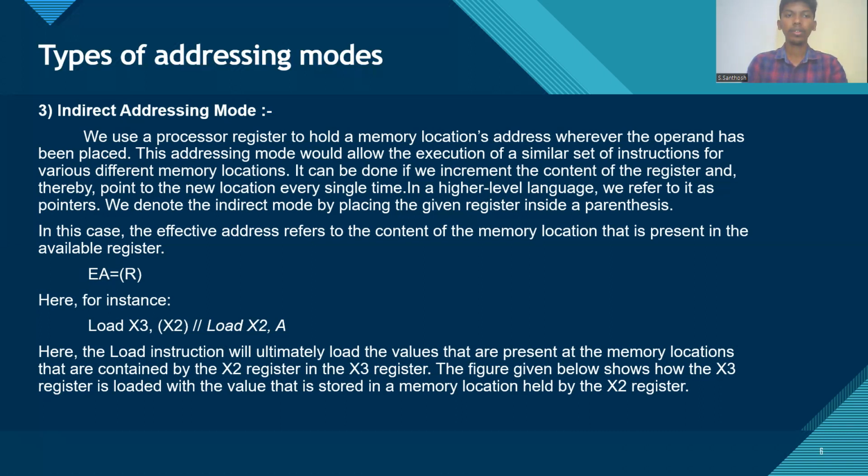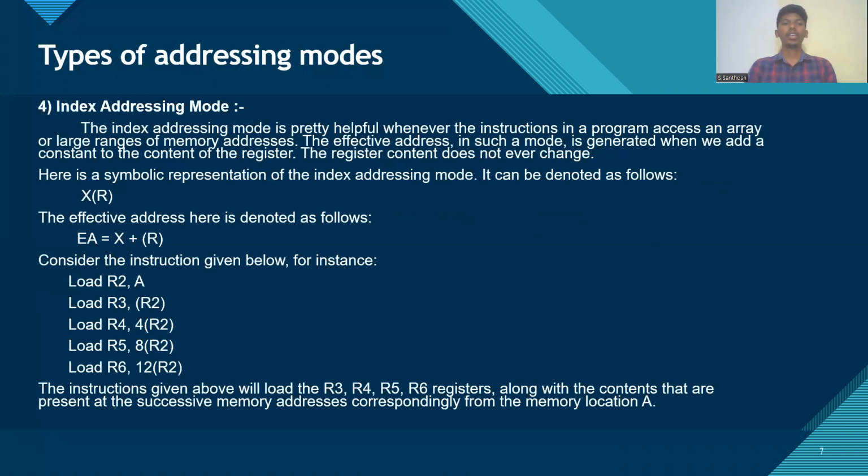So next we'll see about index addressing mode. In this mode, we'll be using the index value of the addressing mode to access the data. The index addressing mode is pretty helpful whenever the instruction in the program accesses an array or large ranges of memory addresses. The effective address in such a mode is generated when we add a constant to the content of the register. The register content does not even change.